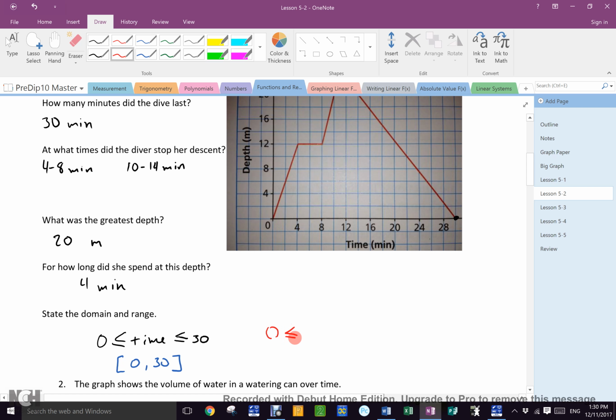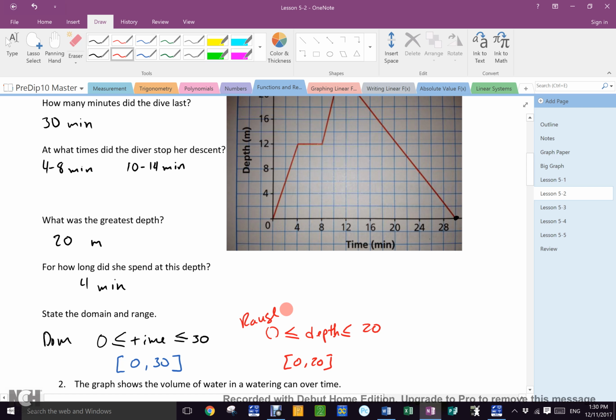0 is less than or equal to depth, which is less than or equal to 20. Lauren. Because I'm paying attention. Perfect. That's what I did. Yeah, but we weren't on that one yet. That's what he asked for.